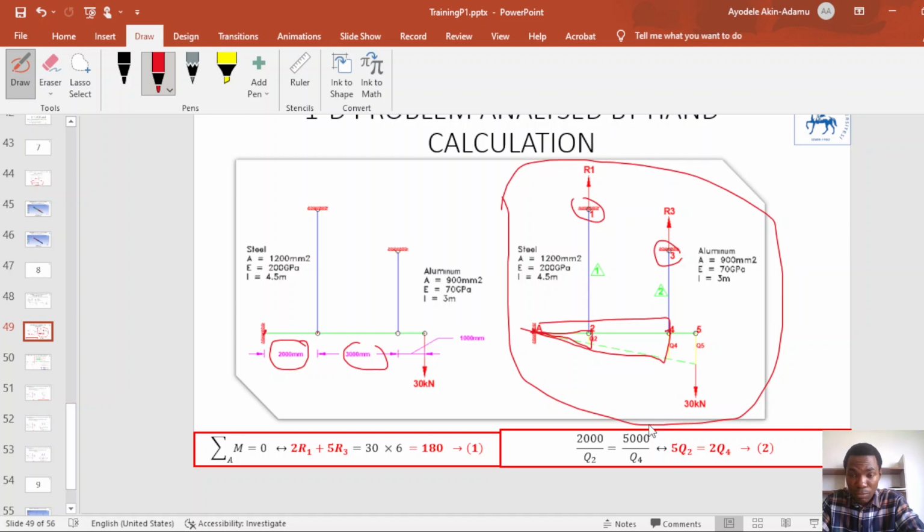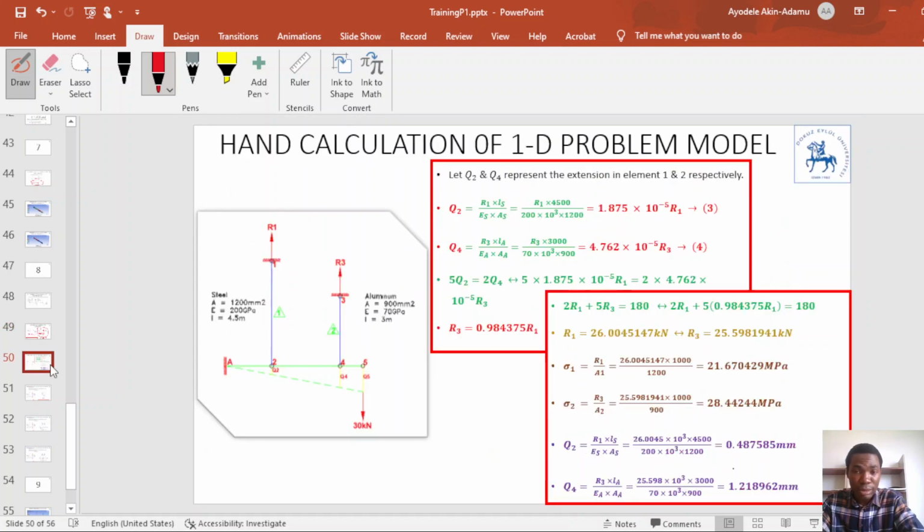So this is a compatibility. This is the second equation, which is a compatibility equation. So we can solve this and we get this relation: 5Q2 equals 2Q4. Let's term it equation 2. We're going to use these two equations to solve our problem. So I'll move to the next slide now.